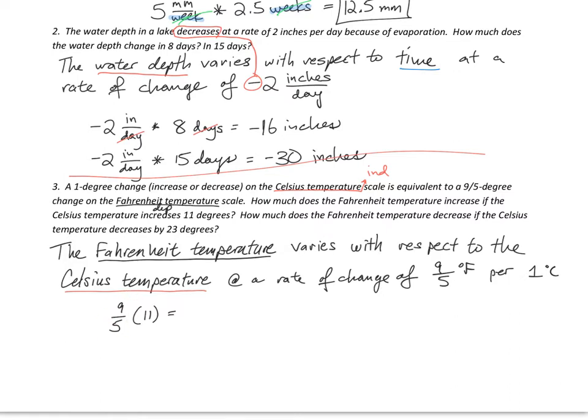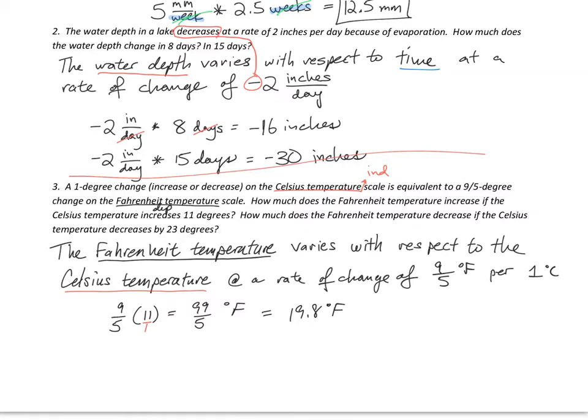Now, if you do this straight across, like you've learned how to multiply fractions, you end up with a 99/5 degree Fahrenheit change. But most people would understand this better if it were a 19.8 degree Fahrenheit change. And in fact, this all would be positive because of the increase of 11 degrees.